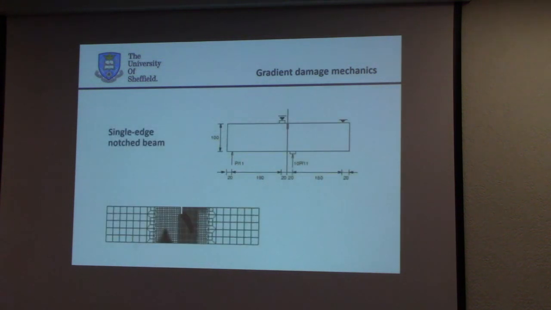This is another case where you see a single-edge notched specimen. Here you have two loadings, two points, there's a pre-notch here, and the crack starts propagating from here to here, and later from here upwards. And you see that these damaged zones are properly reproduced independent of finite element discretizations.